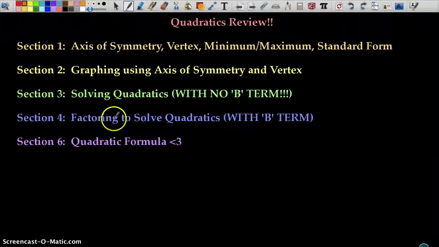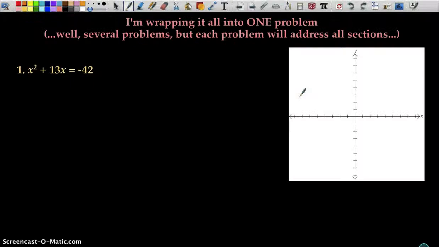One that we will factor, and then use the axis of symmetry and the vertex, and discuss whether it's a maximum or a minimum. One where we'll do the quadratic formula, and again axis of symmetry and vertex, and then maximum or minimum. And I just realized that I did not throw in solving quadratics with no b terms, so I'll throw some of those in at the very end. Okay? So we'll wrap it all into one problem at a time. So let's do this, shall we?